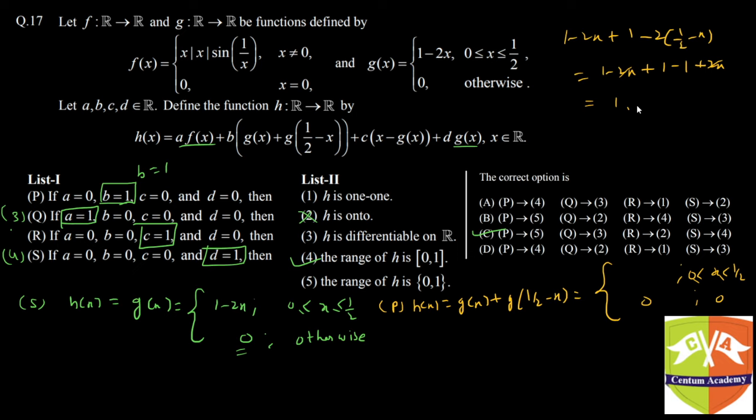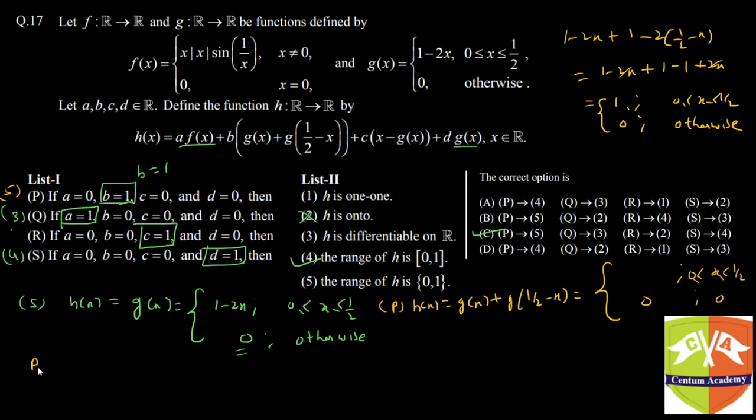This will be 1 now. This is multipart, by the way. This will be 1 whenever x lies between 0 and half. This will be 0 otherwise. Alright. So its range is 0 and 1. Its range contains two elements, that is 2. So for p, answer is 5. And by the way, it's not differentiable at 0 and half. Rest everywhere is differentiable, but not differentiable at 0 and half. So none of the other options is true.